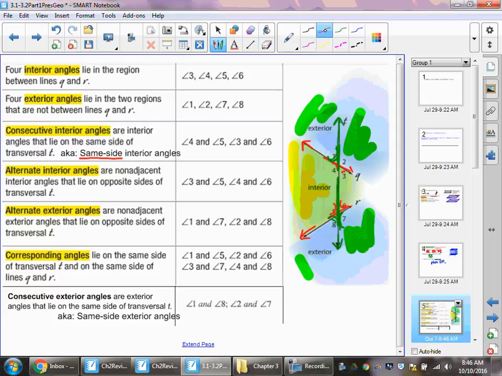Corresponding angles are in corresponding areas of the two lines with the transversal. So corresponding angles would be 1 and 5, 2 and 6, 4 and 8, 3 and 7.